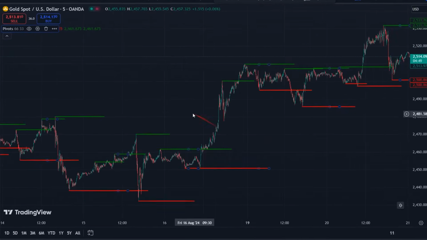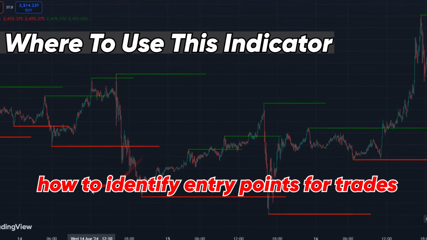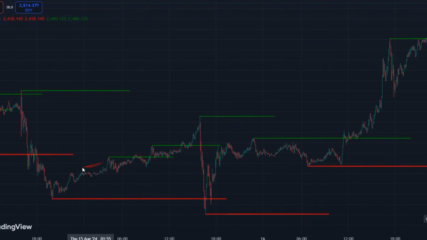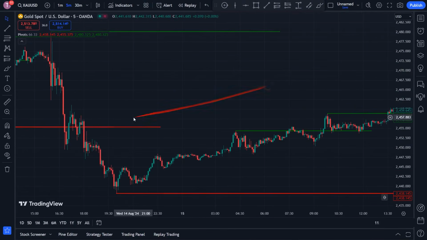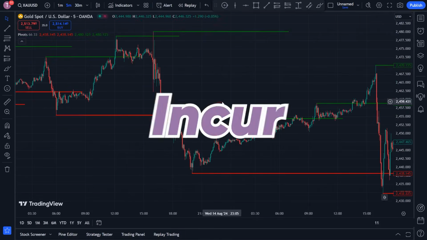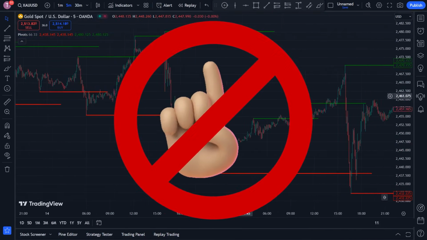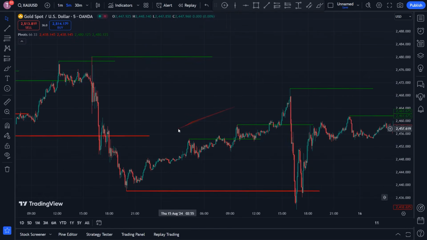After correctly setting it up, I need to teach you where to use this indicator and how to identify entry points for trades with its help, because finding an entry point for trading is very challenging. If you can't do this correctly, rest assured that you will always incur losses in this market and may even stop trading altogether. So make sure to remember the explanations in this section well.